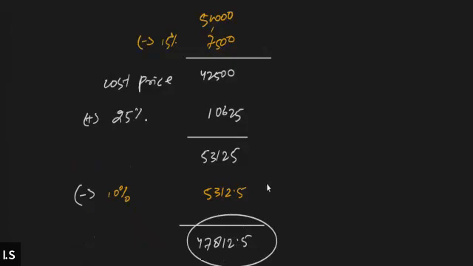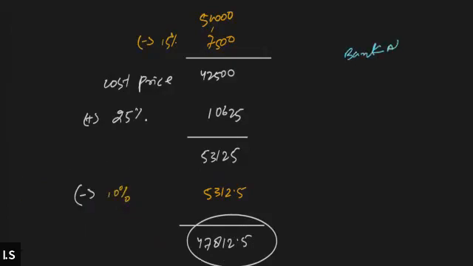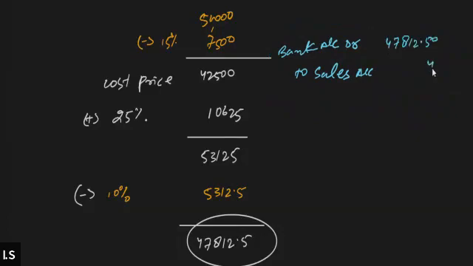Yes, sir. Okay, now we can pass the general entry. The general entry will be, tell me, bank account debit to sales account. Is that correct? Bank account, yes, sir. Debit to sales account, and you can write down this amount. Amount will be 47812.5 and 47812.5 again.